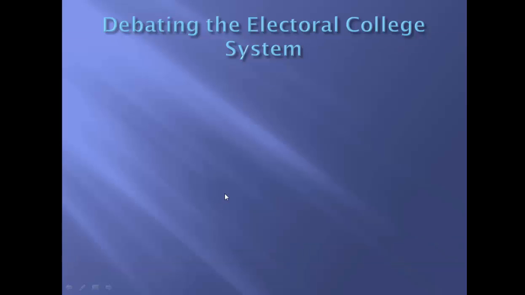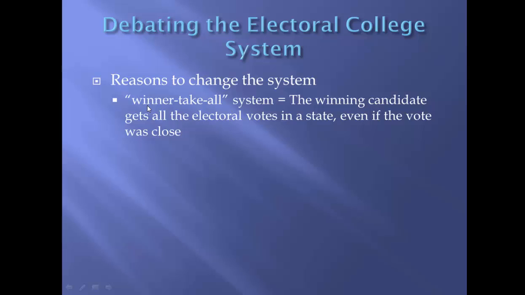There's a bunch of people who want to get rid of the Electoral College system. So there's reasons to keep it, and there's reasons to get rid of it, right? What are the reasons to get rid of it? First of all, it's a winner-take-all system. So, when we said that New York has 29 of those votes, whoever wins the vote in New York, they're going to get all 29. Right? We don't split those up. The winner takes it all. The winning candidate gets all the electoral votes in each state, even if the vote was close.